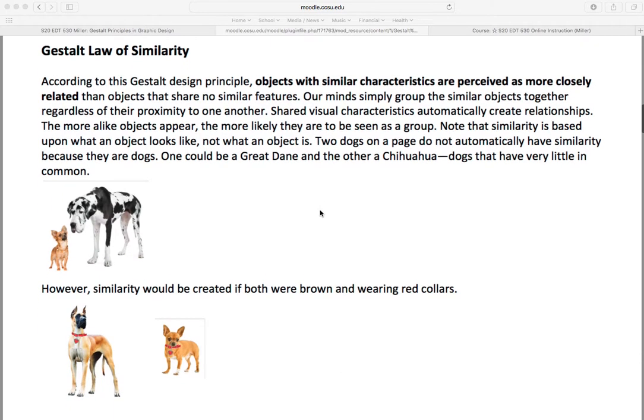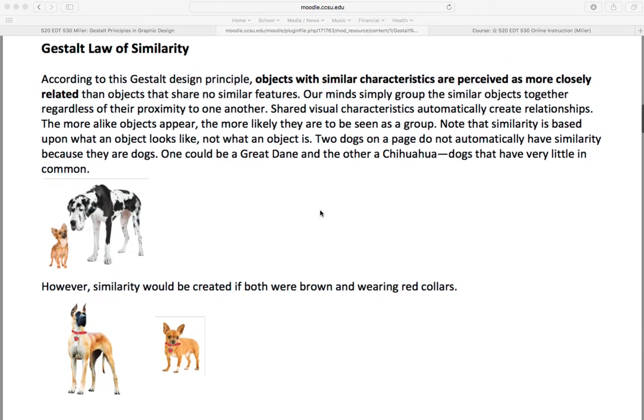So similarity is looking at, as it says, objects that share certain traits are going to get grouped together. They don't even have to be in the same location on a page. If we see objects that are all the same size, all the same color, all the same shape, or all the same type, we will group those together.